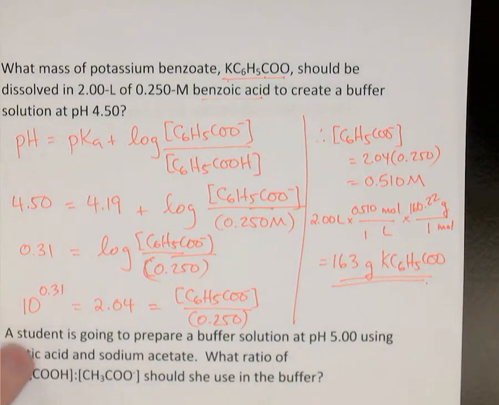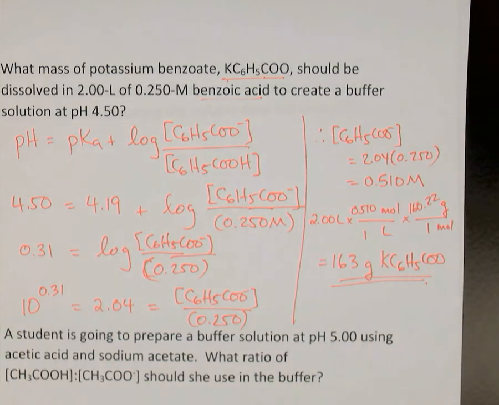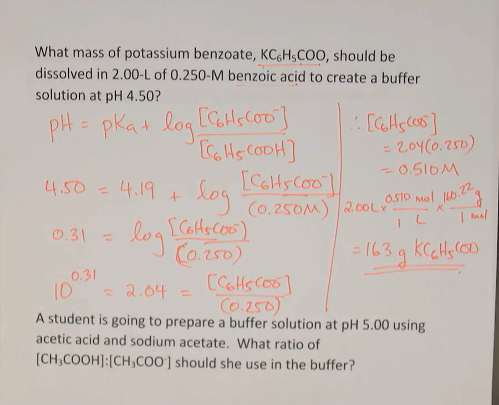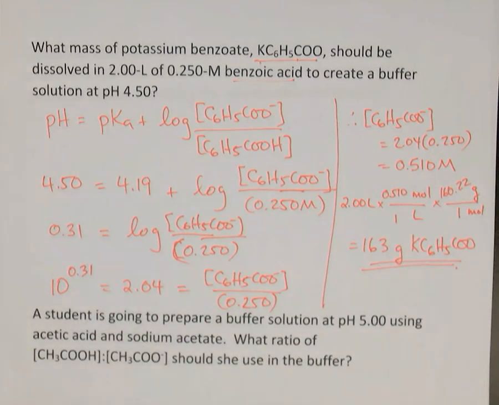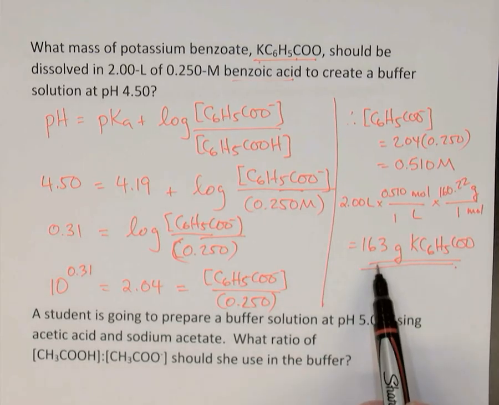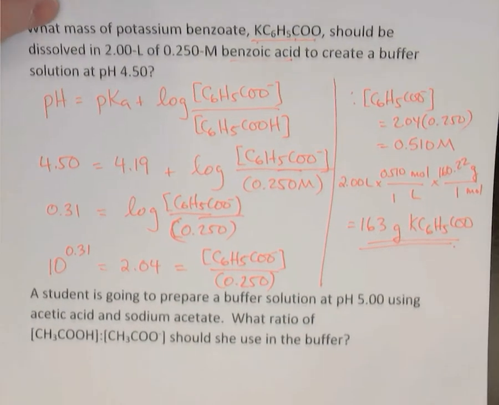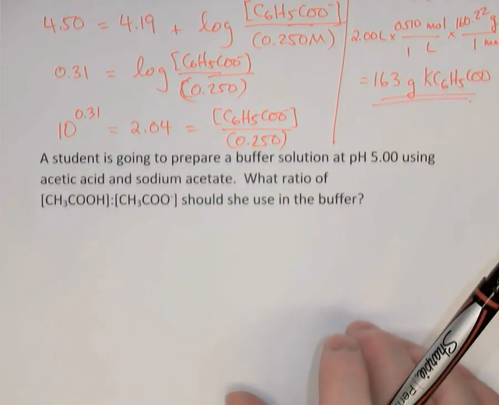So if you dissolve 163 grams of that salt in the 2 liters of benzoic acid, you'll have your buffer at pH 4.50. Now there's a bit of an assumption, which is a little bit unrealistic here, that the volume does not change when we dissolve that. Putting 160 grams of salt into 2 liters of the solution will probably increase the volume slightly, but we'll assume the volume stays the same.